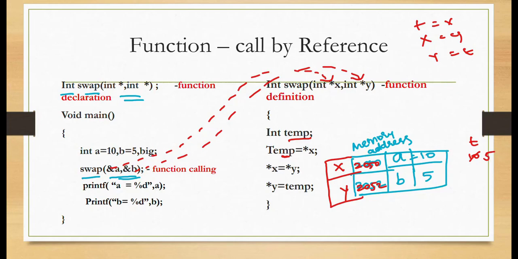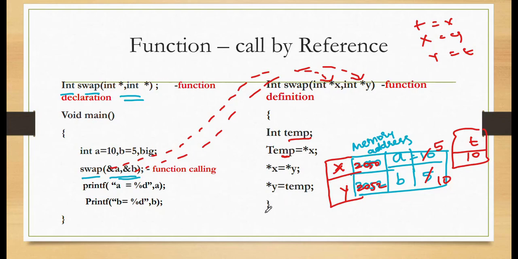Listen: temp is star x. The x value is 10, and that is assigned to t. And the y value is assigned to x. What is the y value? 5. So this will be assigned to x, where x holds the address of this location, right? And then star y is assigned the temp value, so t is assigned to y, and it will become 10. So now the x and y values are interchanged. This is called swapping the values from one to another.